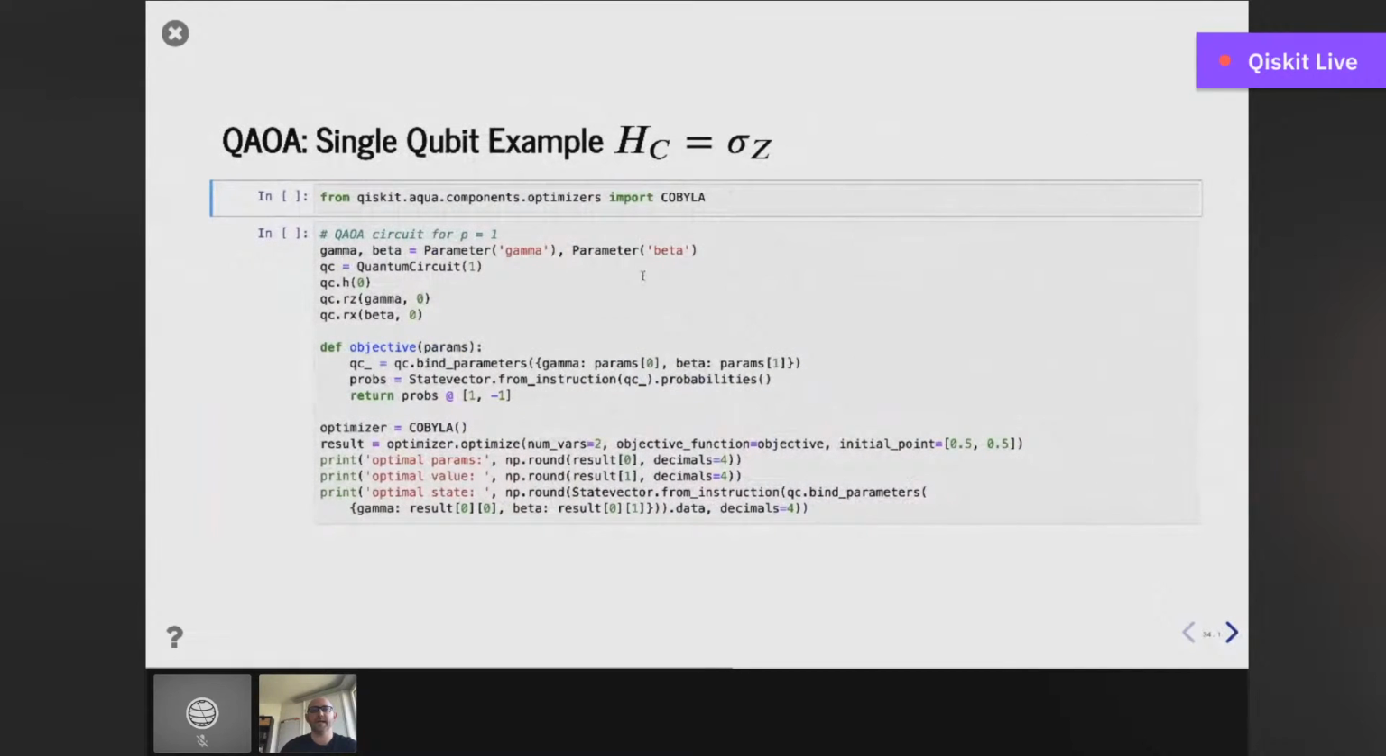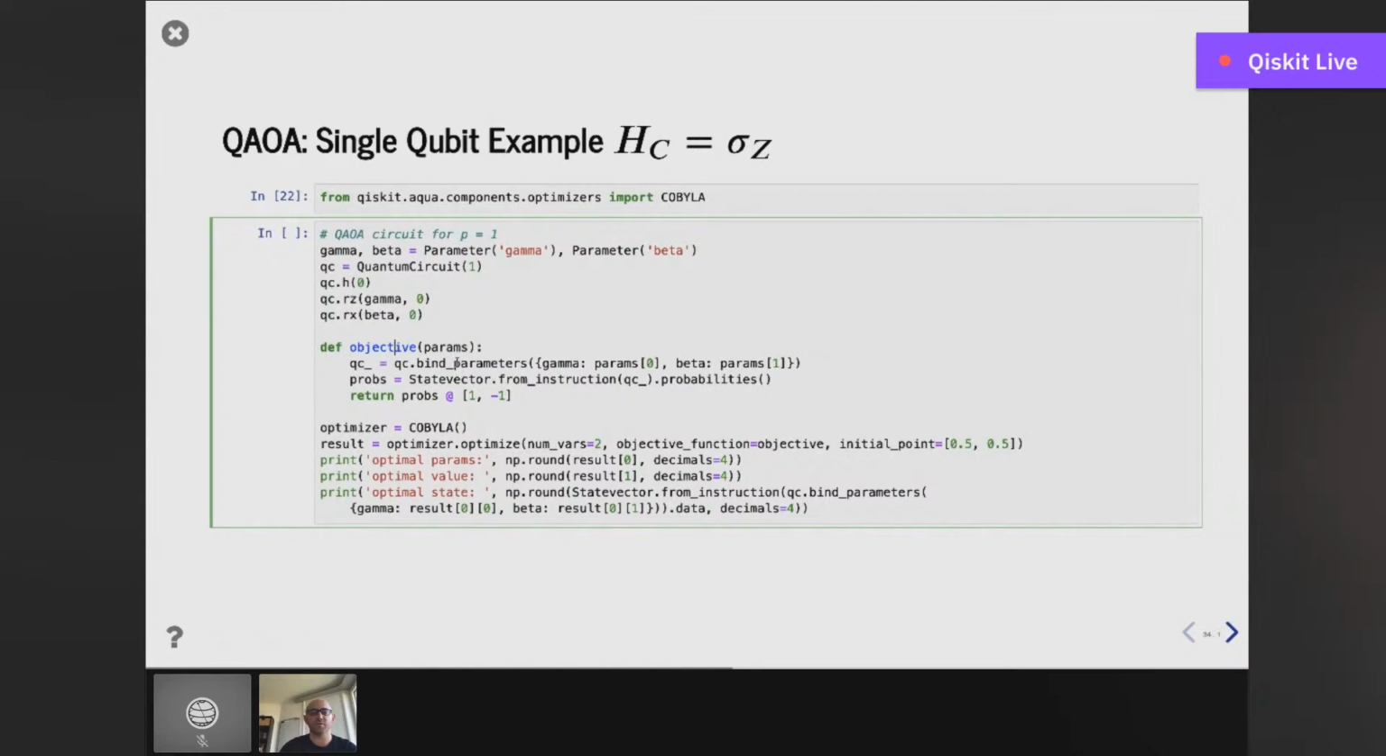Okay, let's again use this very simple example to illustrate that. So first we introduce a classical optimizer. Here we use COBYLA. And then we construct the QAOA circuit for depth equals 1. We have these parameters gamma and beta. We introduce a single qubit circuit. We start with a Hadamard, and then we apply an RZ and an RX gate.